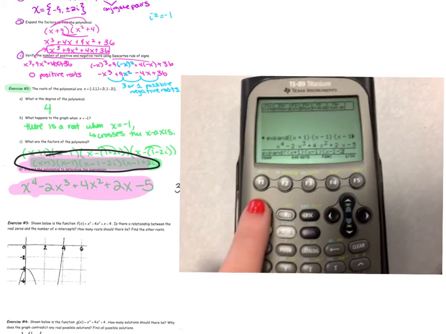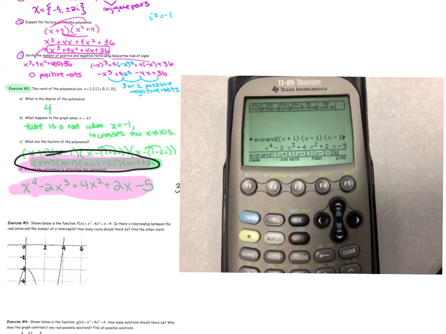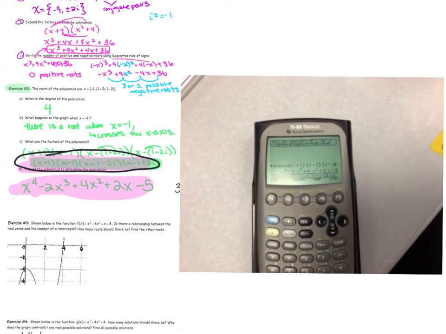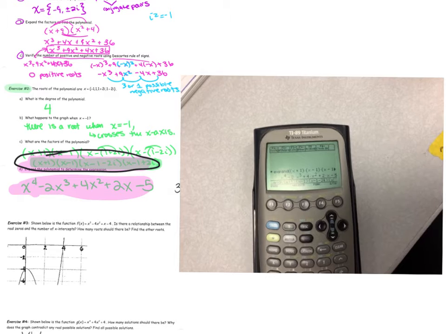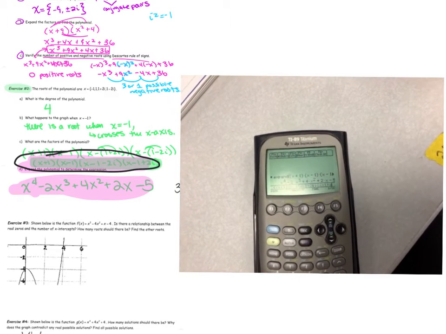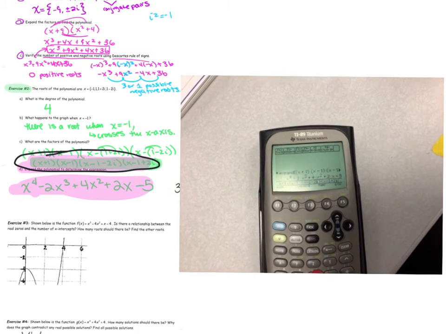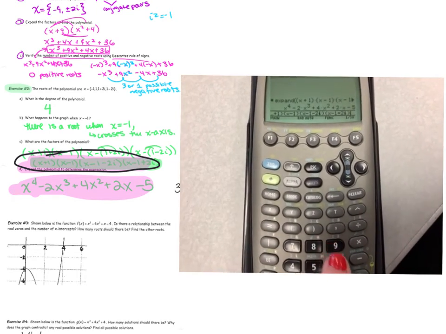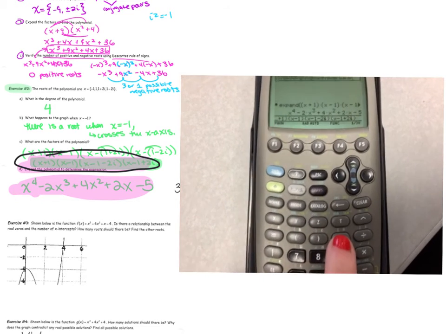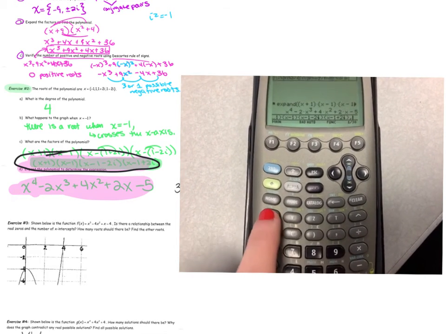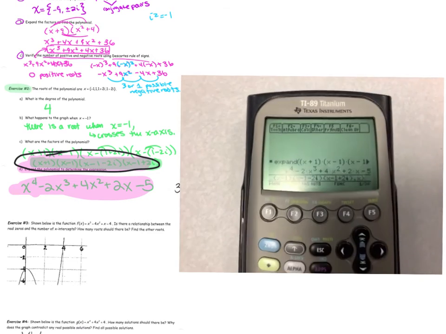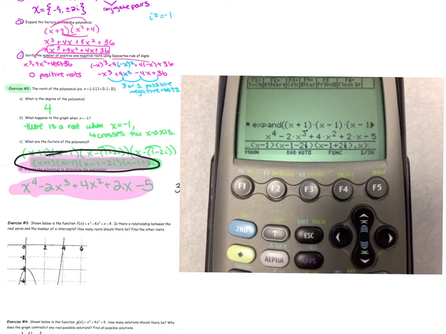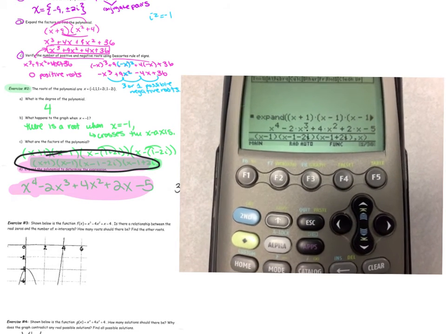To get I, we hit second catalog, close those parentheses, times x minus 1 plus 2 second catalog, close parentheses. And I'm going to hit the comma button. So comma is right here. Comma x, close parentheses. So I typed in all of my factors being multiplied, comma x. I hit expand, click enter.